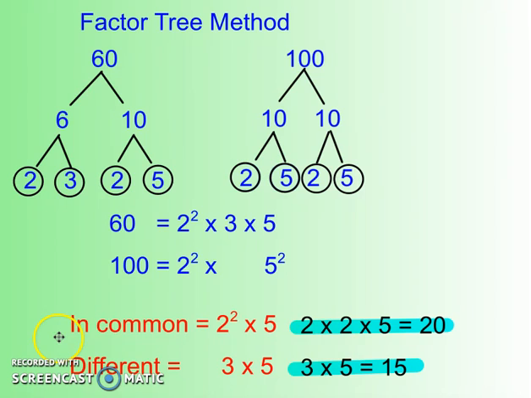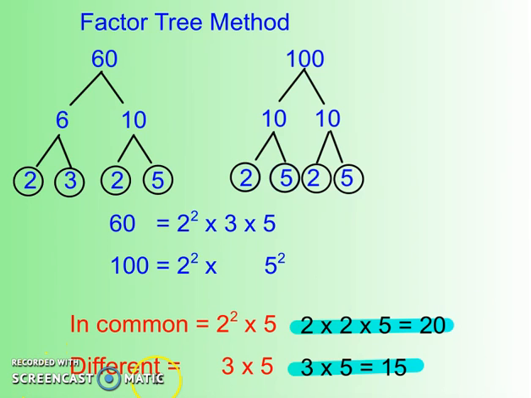And then I asked myself, well, what do they have in common? Well, first of all, do you notice they both have 2 2's? So since they both have 2 2's together, then I basically wrote those down, 2 and 2, because they do share that. And then do you notice they also share 1 5, not 2 5's, but they share only 1. And so I wrote down the 1 5 that they shared. So 2 2's and 1 5, and then I multiplied them together and I got 20.